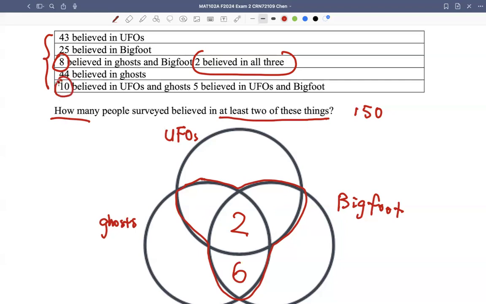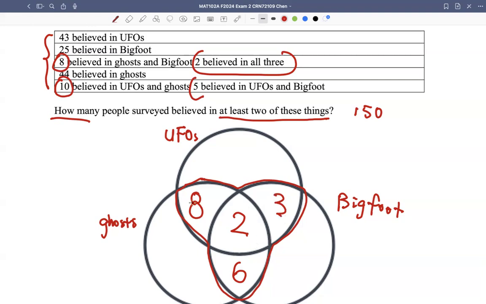Then 10 believed in UFOs and ghosts. That's this part. So the total should be 10, but we already have 2 there. So 10 minus 2, this spot should be 8. Then 5 believed in UFOs and Bigfoot. So that should be this spot. Because 2 is already there, 2 believe in 3 things. So 5 minus 2, which is 3. So 3 should be here.